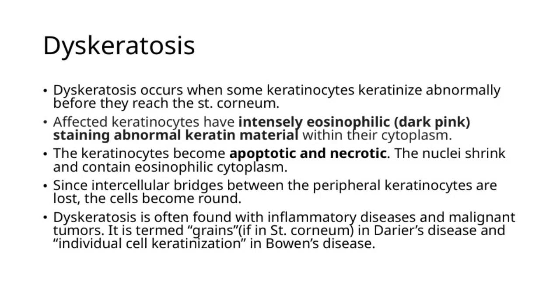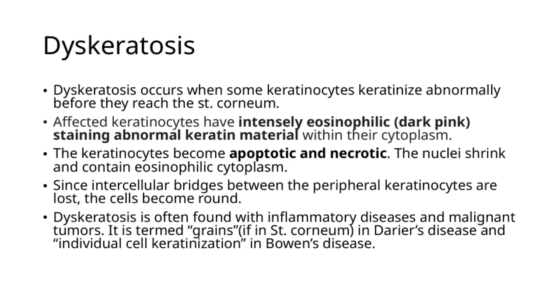Diskeratosis occurs when some keratinocytes keratinize abnormally before they even reach the stratum corneum. You can see that the affected keratinocytes show an intense eosinophilic, or dark pink, staining of abnormal keratin material within their cytoplasm. This abnormal keratinization leads these cells to become apoptotic and necrotic, meaning they start to die off. As they do, their nuclei shrink and contain eosinophilic cytoplasm, which is a key feature to recognize. Since the intercellular bridges between the peripheral keratinocytes are lost, these cells become round in shape.